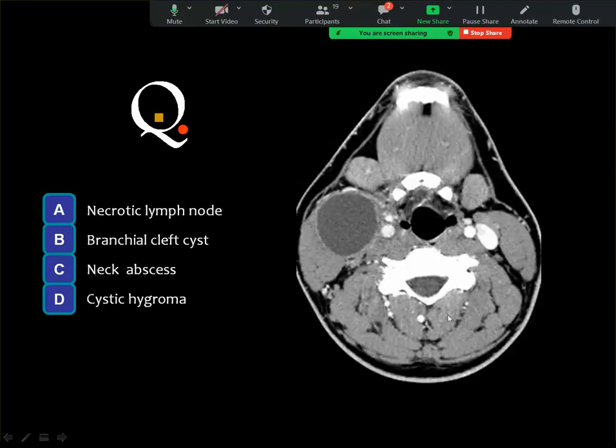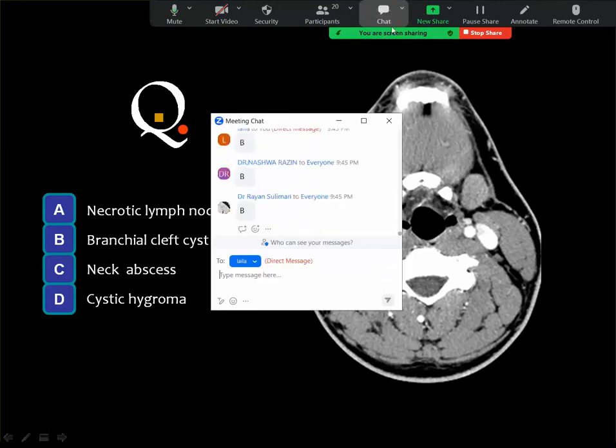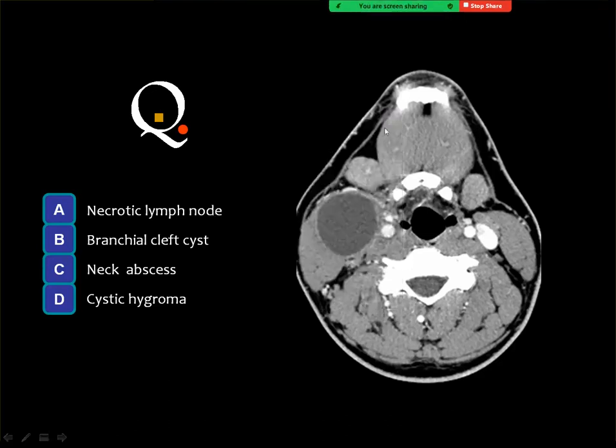Then the next, you got a cystic lesion in this particular location. Do you think it is a necrotic lymph node, branchial cleft cyst, neck abscess, or cystic hygroma? The answer is B, yes, and this is branchial cleft cyst, second arch, which is located anterior to the edge of the sternomastoid muscle, posterior to the submandibular salivary gland, lateral to the carotid and internal jugular vessels.